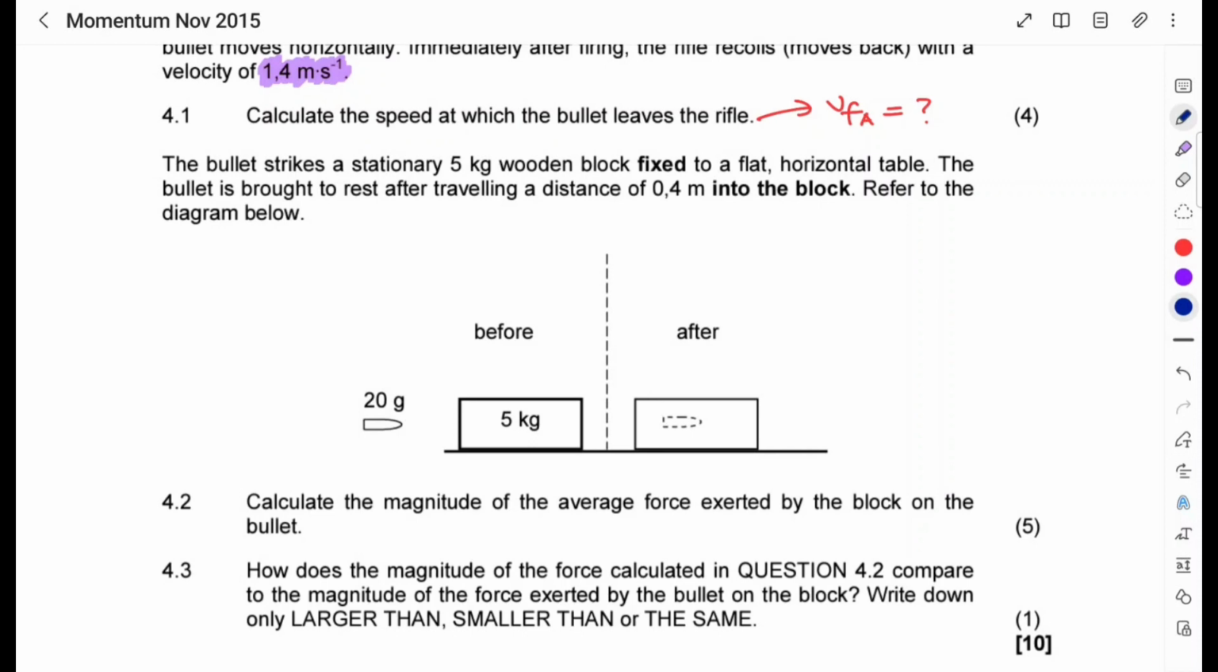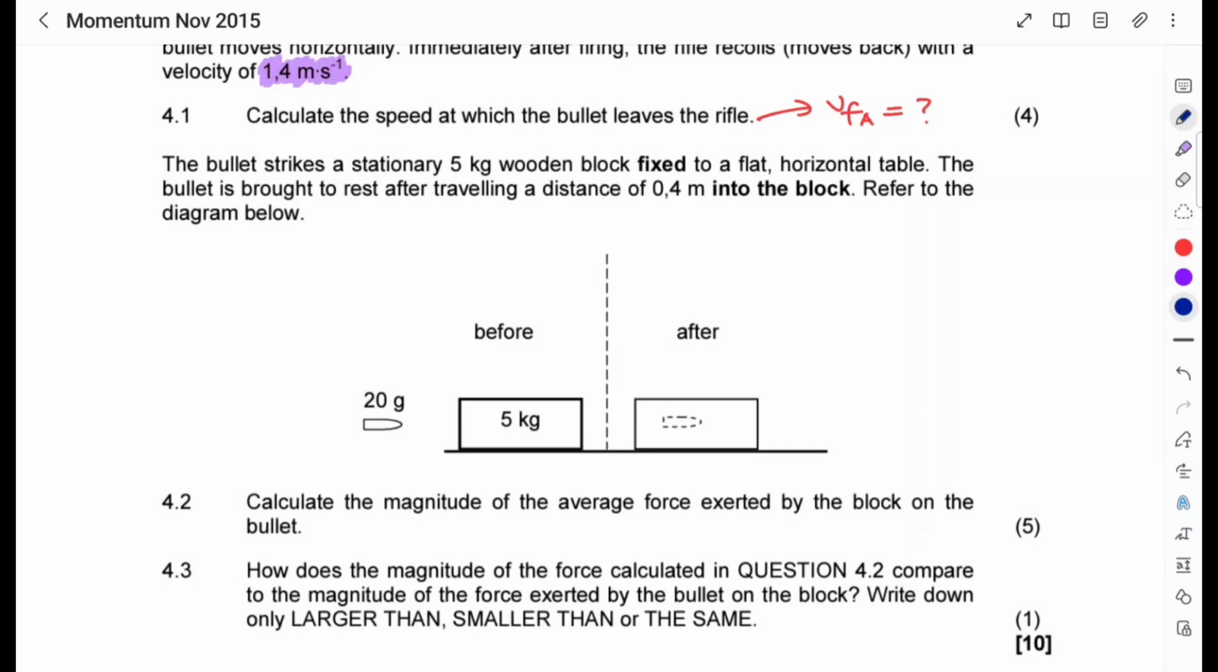Now question 4.2 states, calculate the magnitude of the average force exerted by the block on the bullet. So we need to calculate the force that the block exerts onto the bullet. Now keep in mind the force that the bullet will exert onto the block is the same force that the block will exert onto the bullet because of Newton's third law.